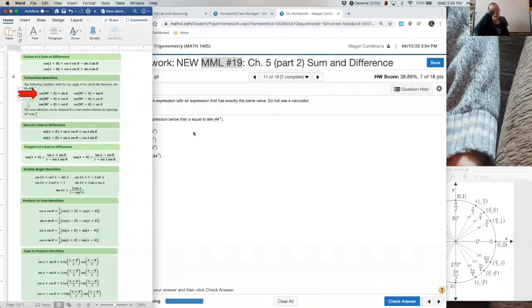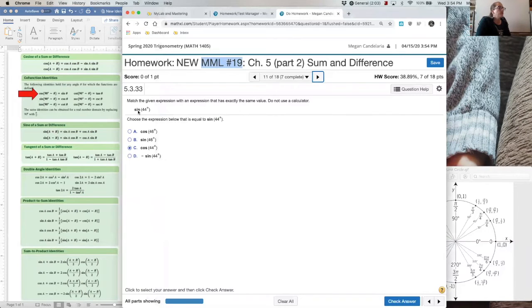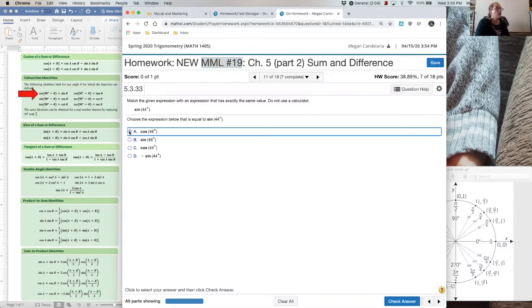So sine and cosine are co-functions, meaning if sine of 44 and cosine of 46 are equal, then their arguments, the angle measures, have to add to 90. Well, 44 plus 46 is 90. So by co-function arguments, sine of 44 and cosine of 46 are the same thing. Let's go through and check that there's not something else that we're missing. Sine of 44 and sine of 46: it doesn't really make sense for those two to be the same thing. 44 degrees is not the same as 46 degrees.